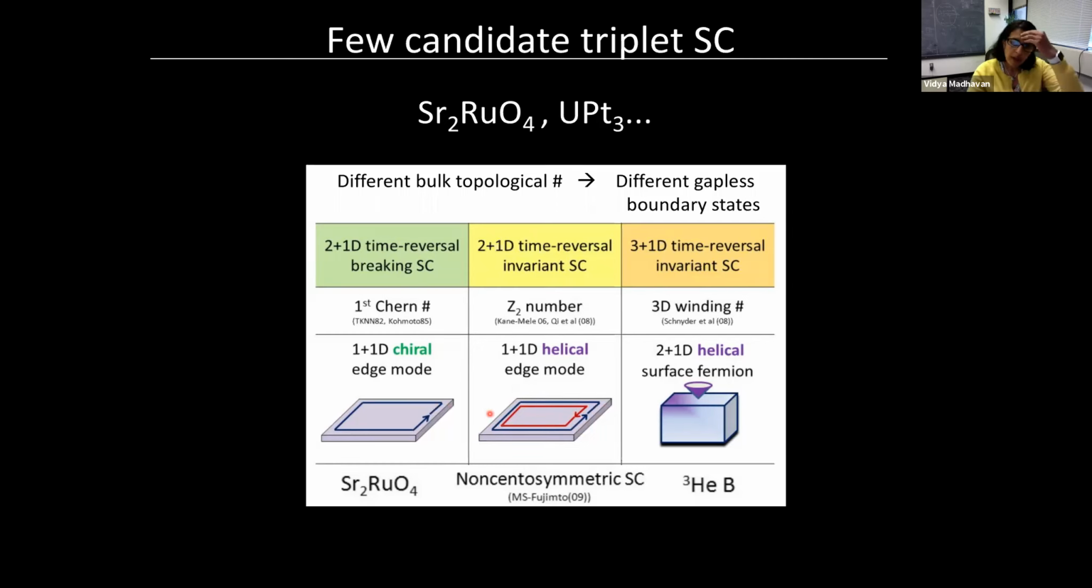So the question is, what kinds of materials do we have so far which are candidate triplet superconductors? And we have very few. So we had strontium ruthenate, but the jury is still out on that because new experiments show that perhaps it's not a simple chiral p-wave superconductor. It might be more complicated. Uranium platinum-3 is one example, and there are very, very few examples of such systems.